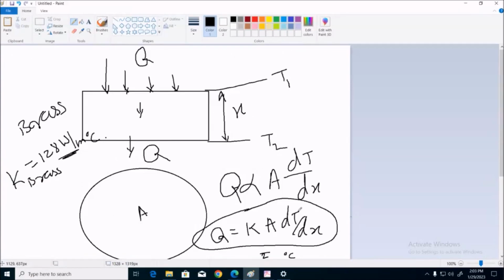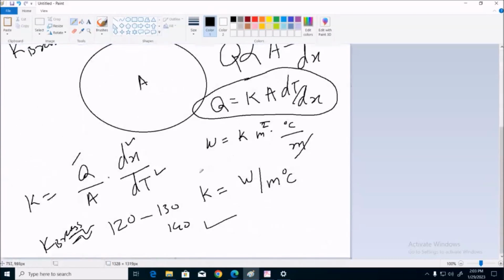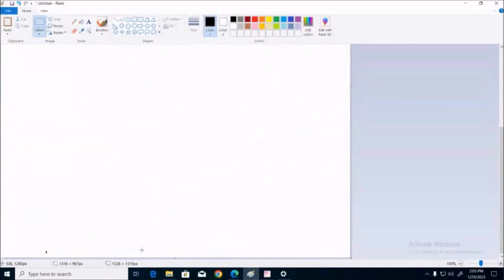How to plan our experiment? My target is to find out K, the thermal conductivity. To find thermal conductivity, what do I need? Q. How can I find Q? How can I find the area? How can I measure dx? How can I find the temperature? We have to study them one by one. So we'll come back to our objectives. From the equation, I can write the objectives.